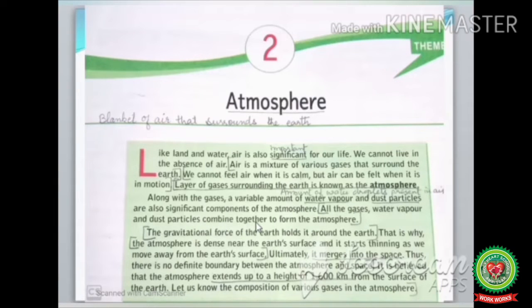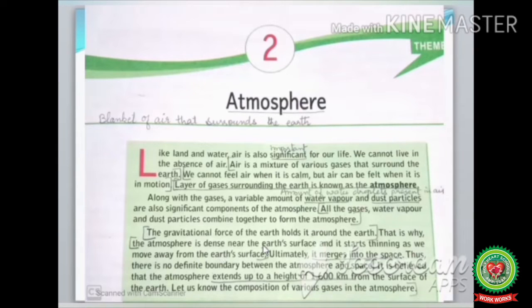The gravitational force of the earth holds it around the earth. That is why the atmosphere is denser near the Earth's surface and it starts thinning as we move away from the Earth's surface. Ultimately, it merges into the space. Thus, there is no definite boundary between the atmosphere and space. So, gravitational force holds the atmosphere as a magnet surrounds the Earth.